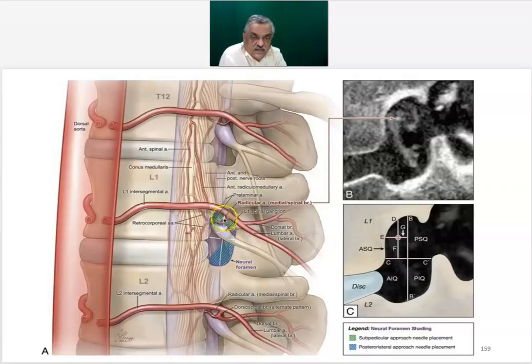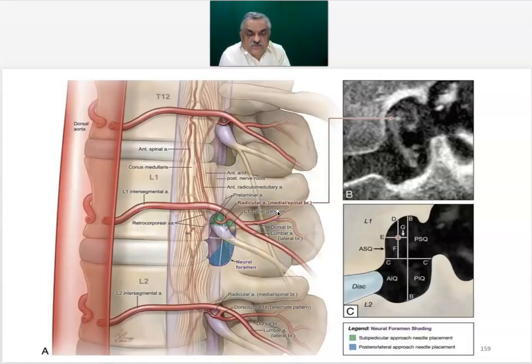This is the radicular artery and prelaminar artery. This is the retrocorporeal arteries, and this is the dorsal branch, and the lumbar artery lateral branch. This will go to the paraspinal area.